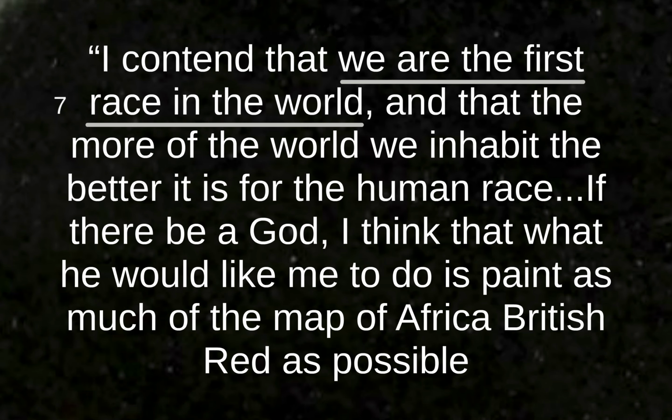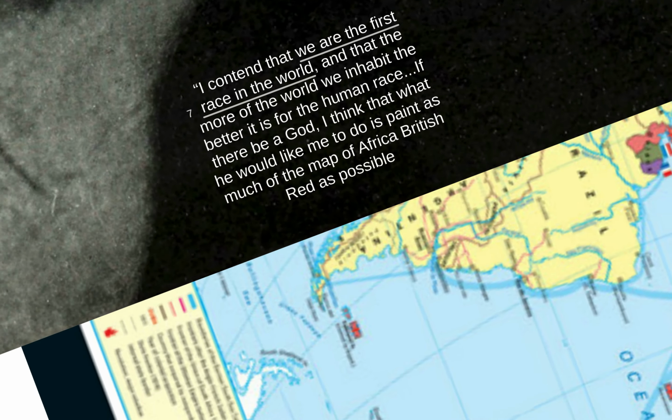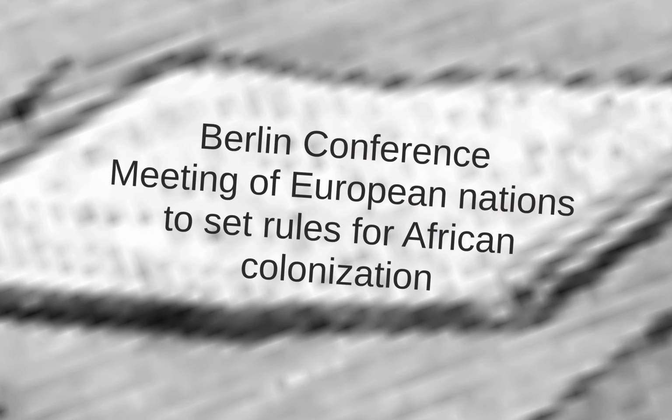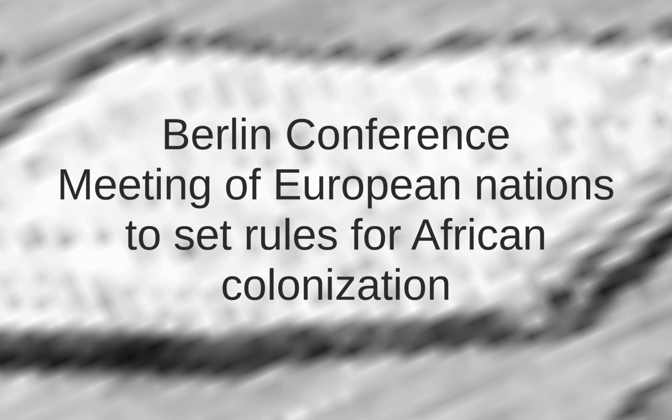So before Europeans just raced into Africa, they decided they should discuss this before they participated in it. So that leads us to another event called the Berlin Conference. And what that was, up in the vocab section, this was a meeting of European nations to set rules for African colonization. So before they colonized Africa, they got together and they set some rules.